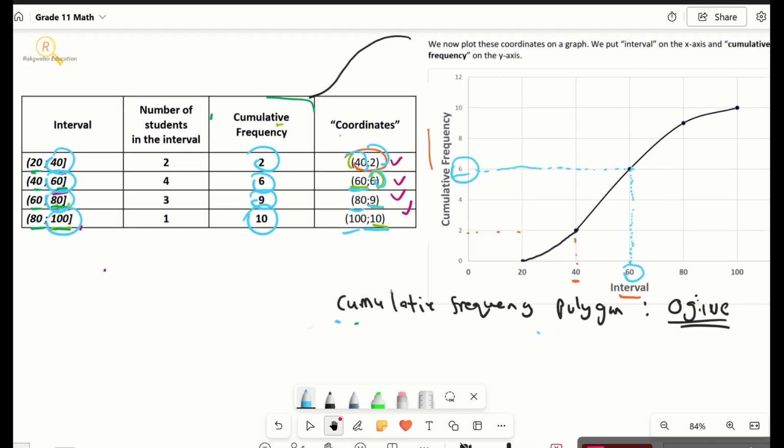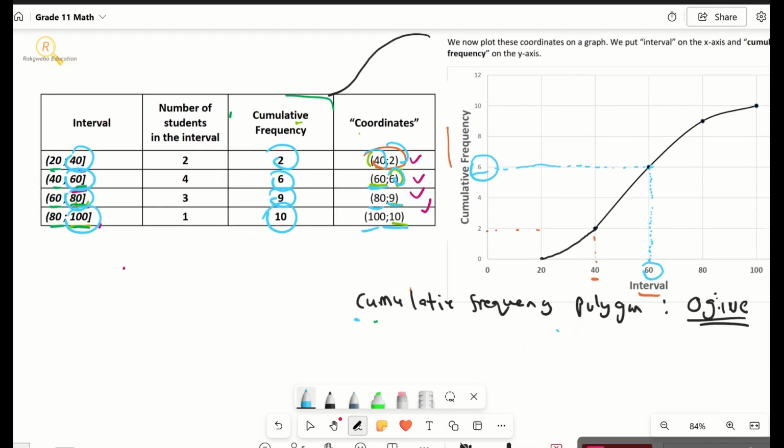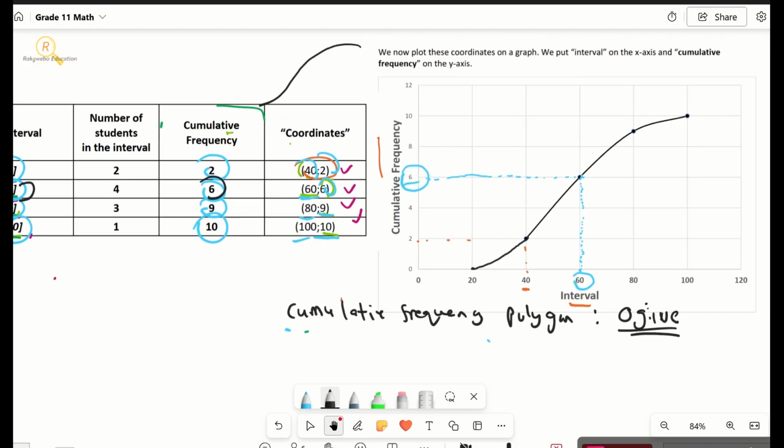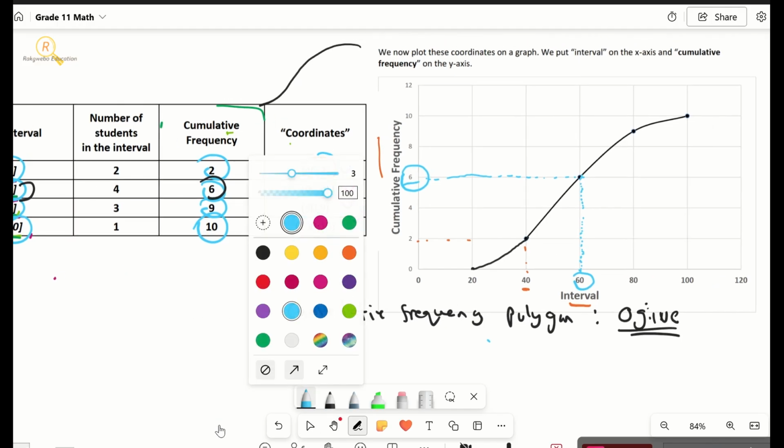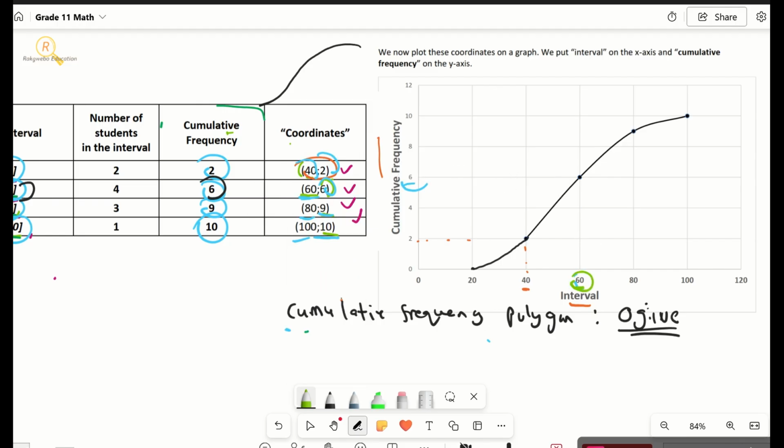Then I asked the question just now, how many learners got a mark of 60 or less? We established that it is 6. You could also use the cumulative frequency polygon, also known as the Ogive, to find that value. How do you do it? You go to the x-axis and look for 60. You draw dotted lines vertically up until you get to the graph, and then extend the dotted lines to the y-axis. Wherever this lands is your number of learners who got a mark of 60 or less.